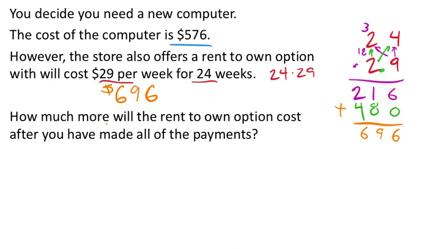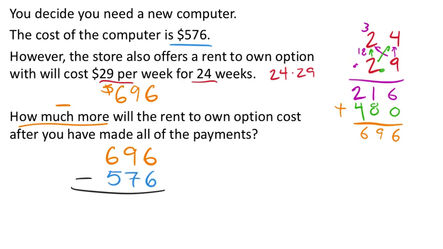So how much more is actually a subtraction problem. Okay, so we're going to take the 696 and subtract the original cost of the computer, $576. How much more money did you spend by renting? Well, the subtraction: 6 minus 6 is 0, 9 minus 7 is 2, and 6 minus 5 is 1. You would have spent an extra $120.